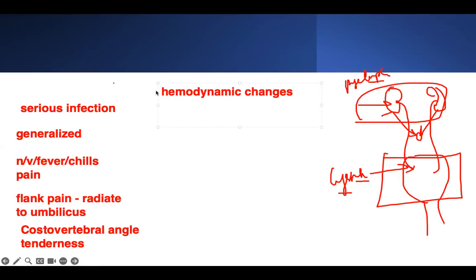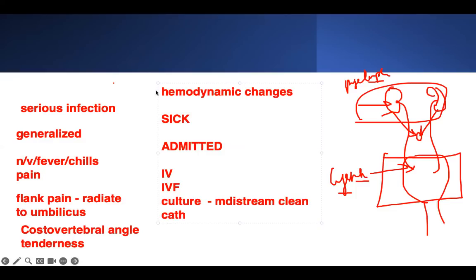Okay. The same thing. You get a UA. For this patient, they're very, very sick. These patients are sick, so they have to be admitted to the hospital. You get an IV placed, IV fluid, because they can be in shock, and then you get a culture. How do you obtain the culture? I did not mention it in the first one, but this is the midstream clean catch. That's how you obtain your culture.